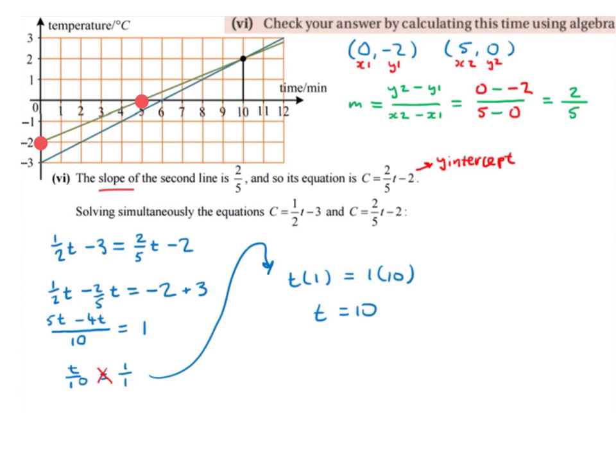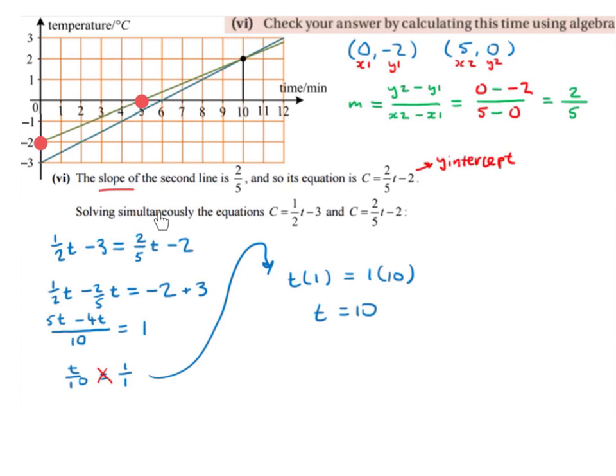And the intercept is clearly -2. That's the point at which it crosses the y-axis. So the equation is going to be c equals 2 over 5 t minus 2. The 2 over 5 is the slope, and the -2 is the y-intercept.